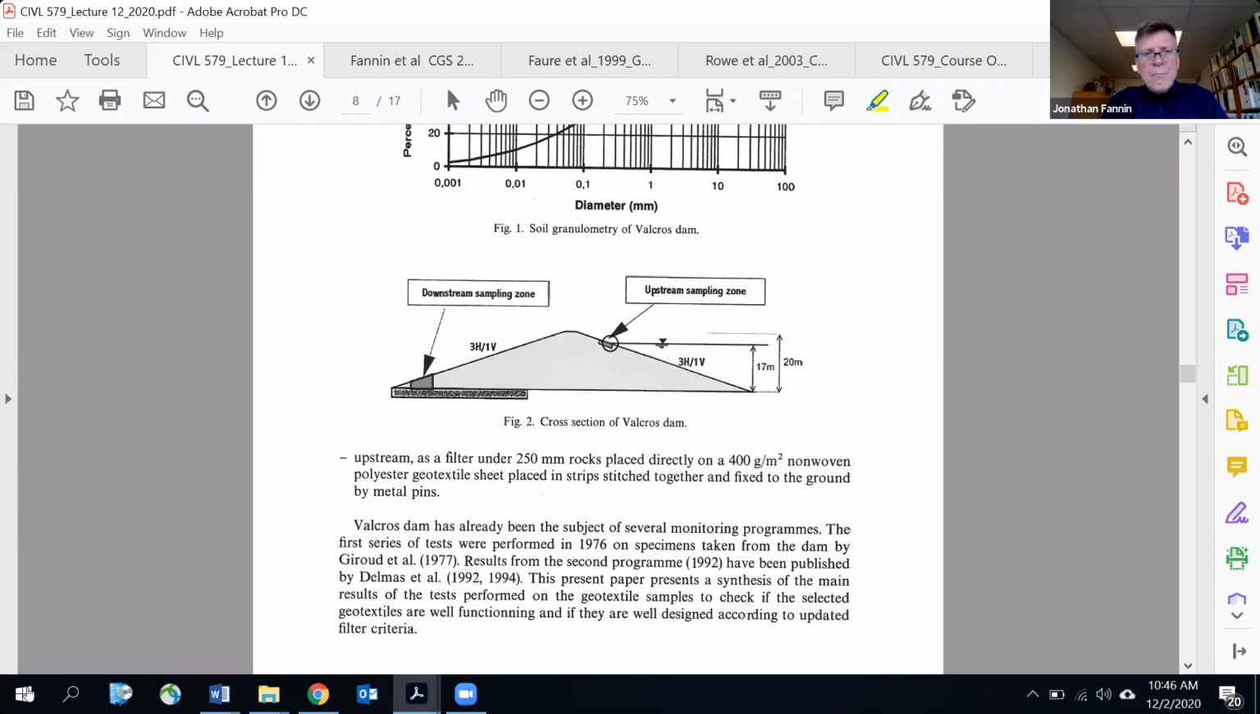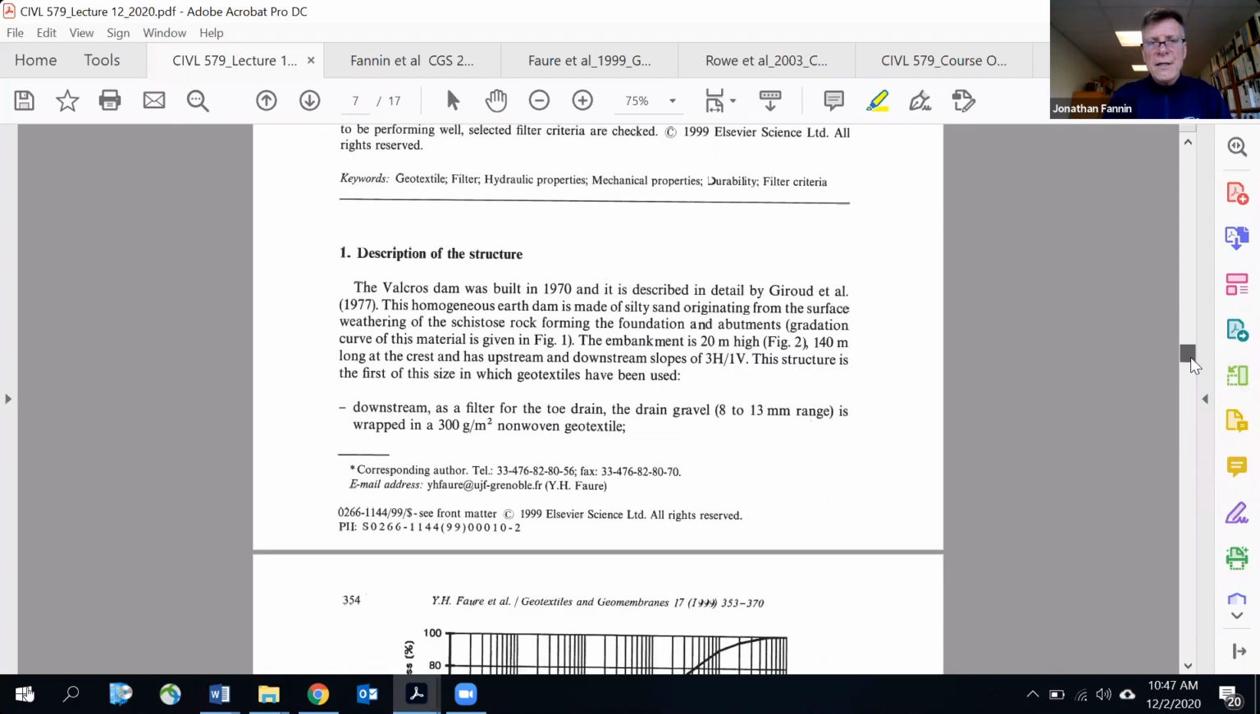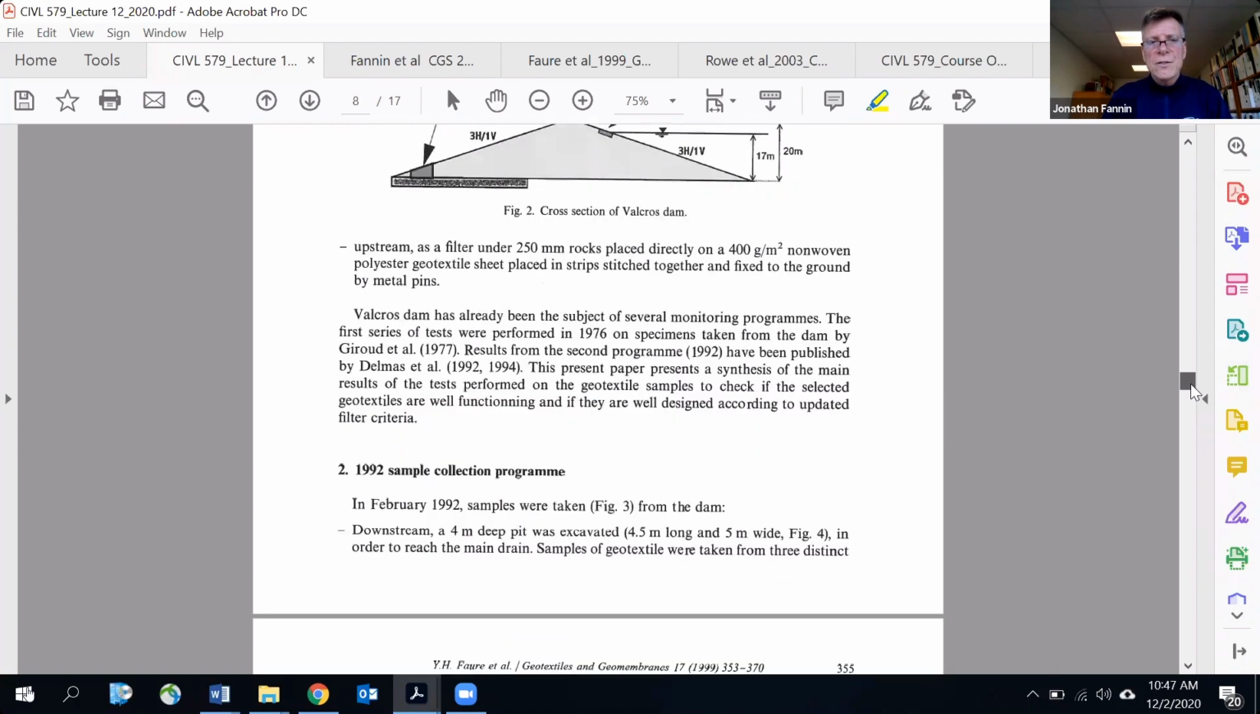So let's carry upstream, and let's carry downstream where there was a drain, and different geosynthetics used. I'm going to ask you to break out shortly, but I want to set the scene for the breakout. Philippe Delmas went in the 90s and sampled and actually wrote it up. So the write-up that Yves Foray, the first author here, provides almost a synopsis of Philippe Delmas's findings.